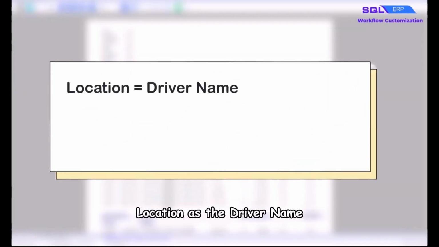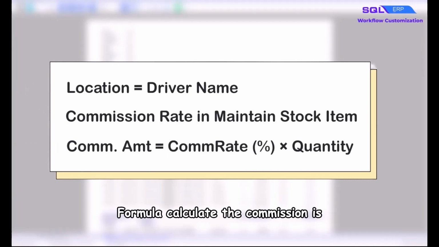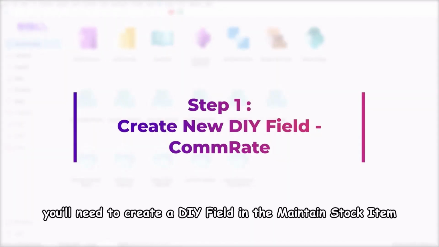In this report, we will use location as the driver name, and the commission rate from the maintained stock item. The formula to calculate the commission is commission rate times quantity. Before starting with the report design, you'll need to create a DIY field in the maintained stock item.